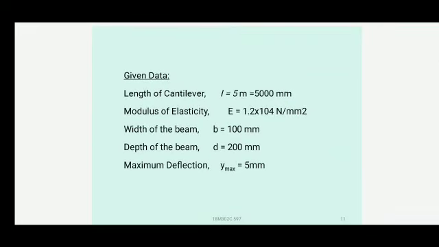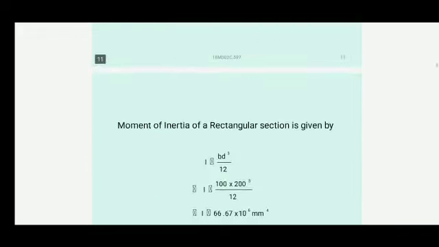Given data: length of beam L is equal to 5 meters, 5000 mm. Modulus of elasticity E is equal to 1.2 into 10 to the power of 4 Newton per mm square. Width of the beam is 100 mm. Depth of the beam D is equal to 200 mm. Maximum deflection Y maximum is equal to 5 mm.